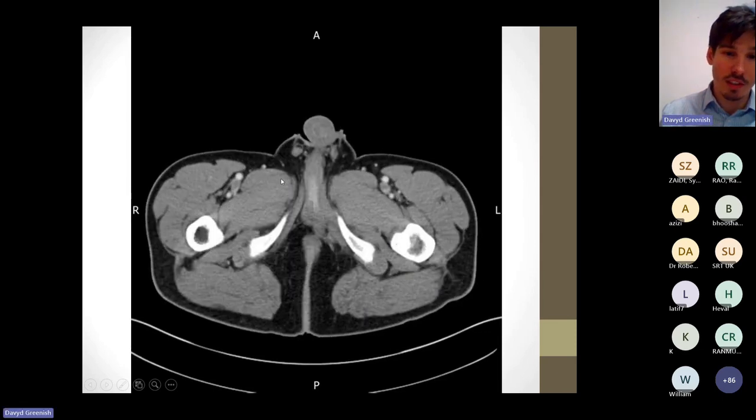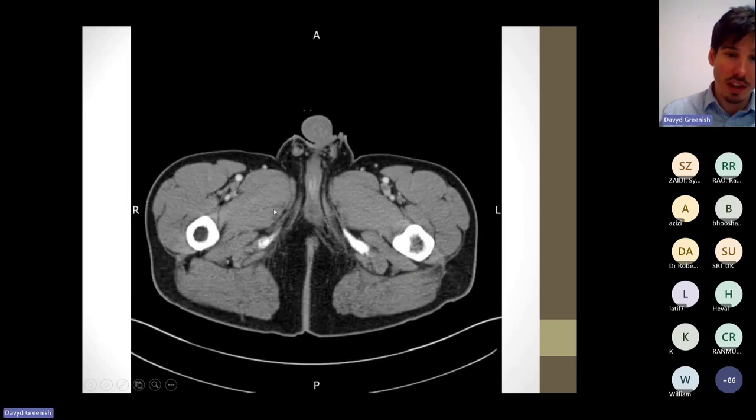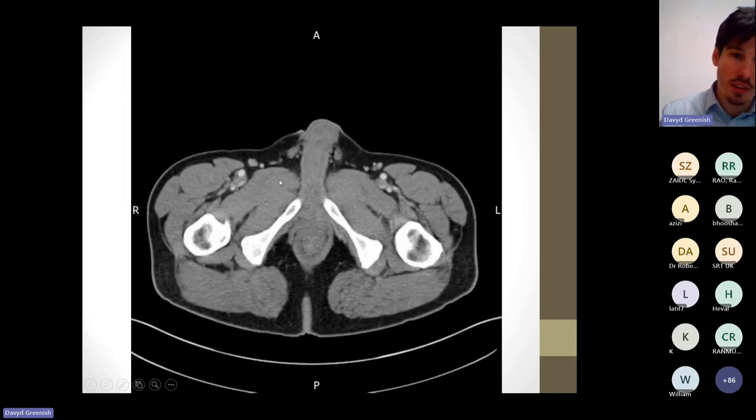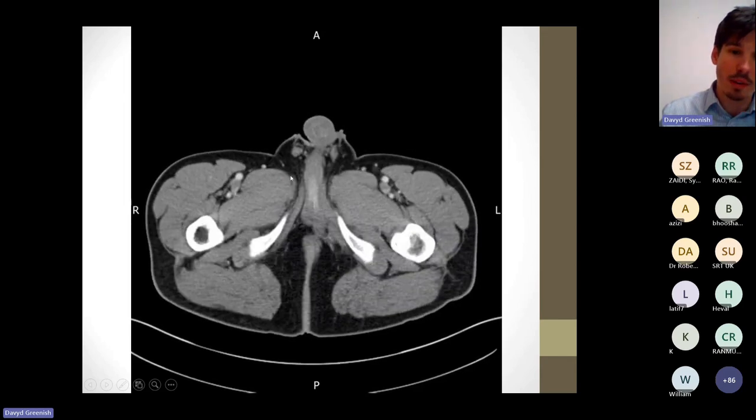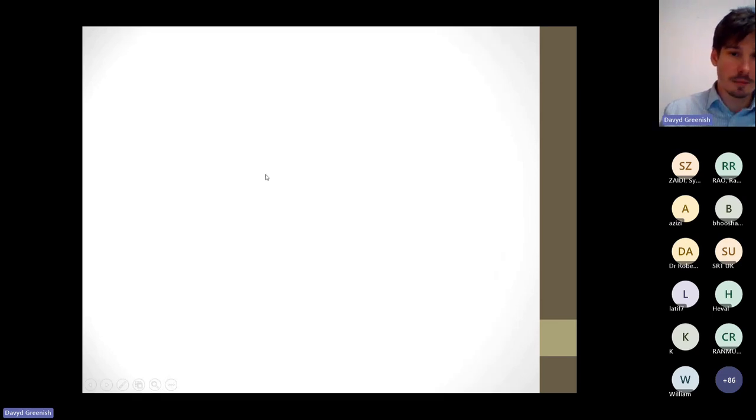We're just at the level of the ischial tuberosity here. It's quite hard to really appreciate those differences between the muscles, but as I scroll through, you might be able to see the lines between these muscles. So here we've got our adductor muscles: longus, brevis, magnus.